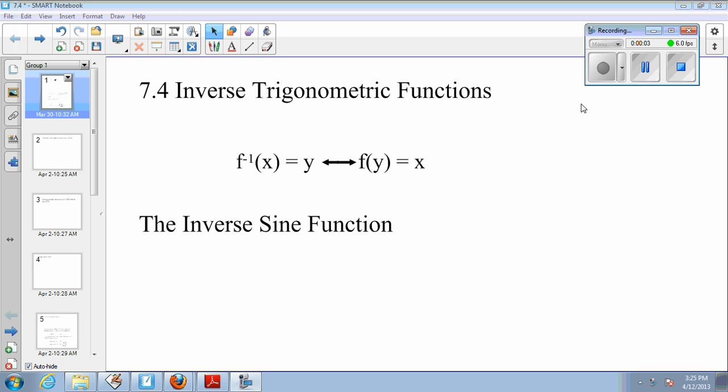7.4 Inverse trigonometric functions. When a function is one-to-one, that means that it has an inverse, and we know the inverse is signaled by the -1. And back a couple chapters ago, we would switch where x and y is and solve for y. But now we're going to be working with trig functions.